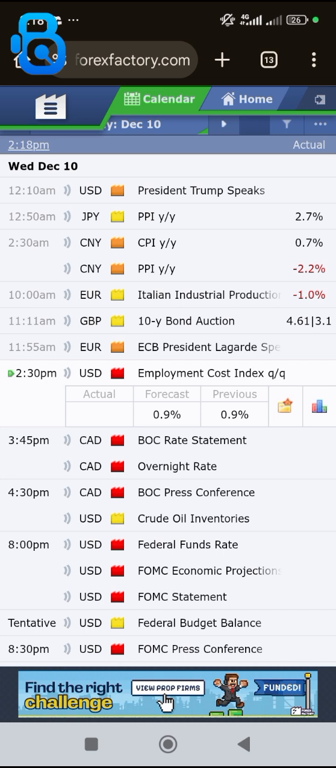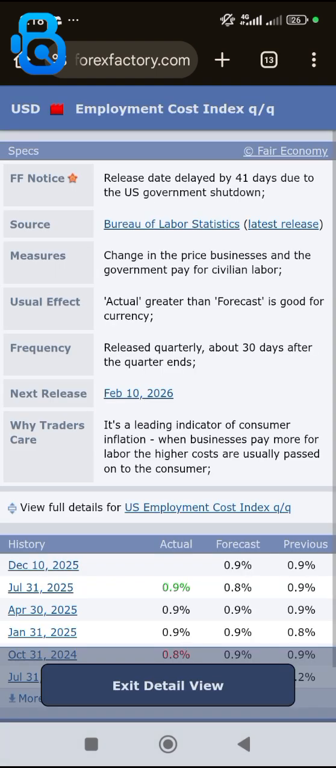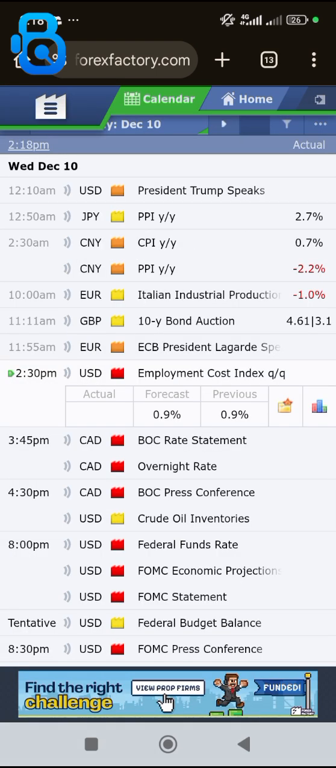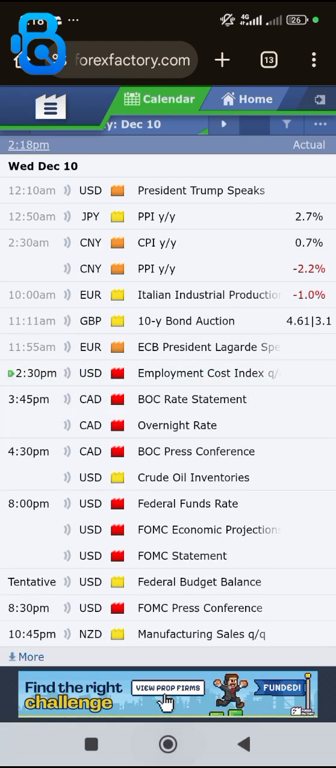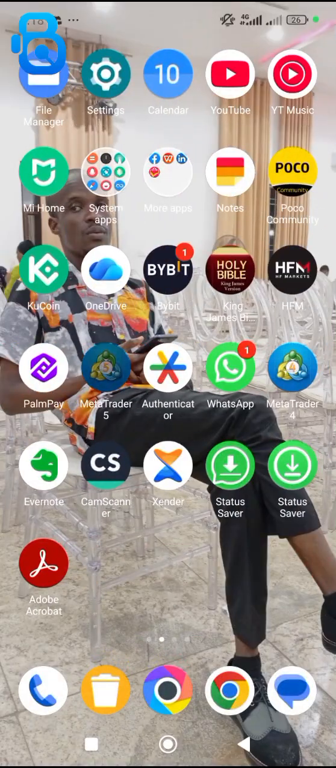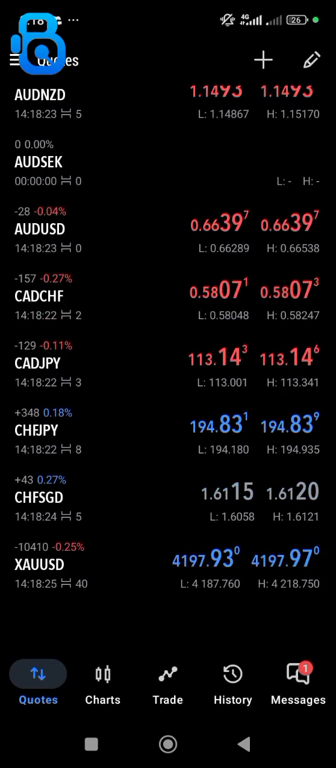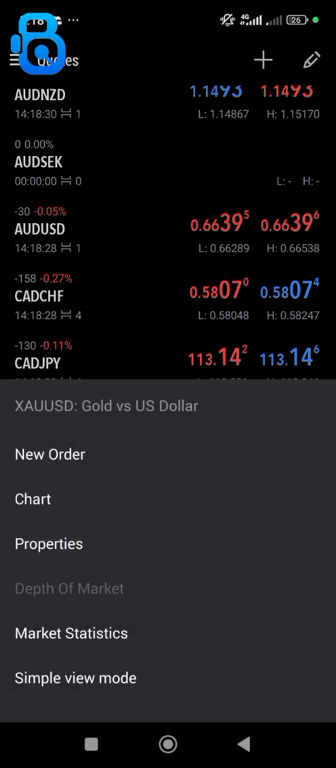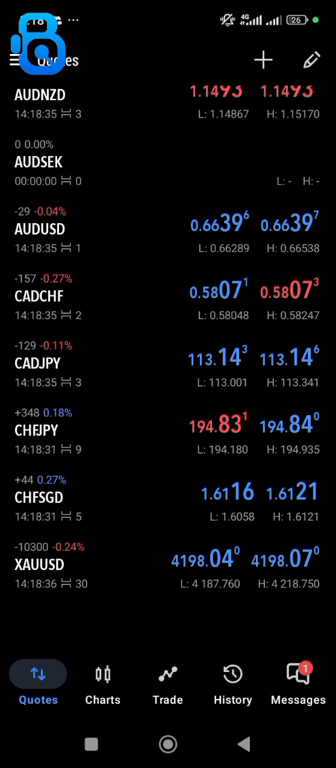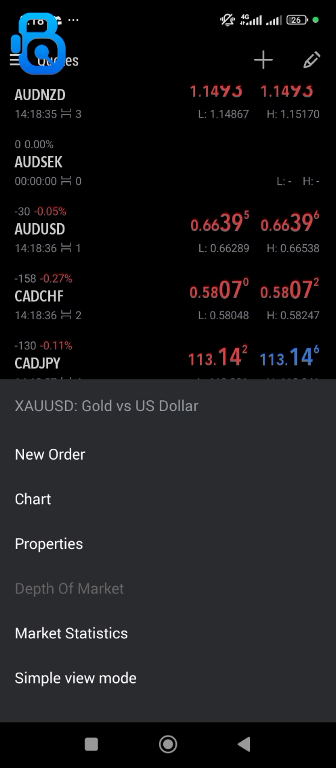So let me go back to my trading account and repeat my trading strategy. Yesterday I was in profit. I used JOLTS job openings to trade the forex market. Today I want to use Employment Cost Index to trade the forex market. The currency pair I trade is gold. So I just highlighted it. Click on chart.